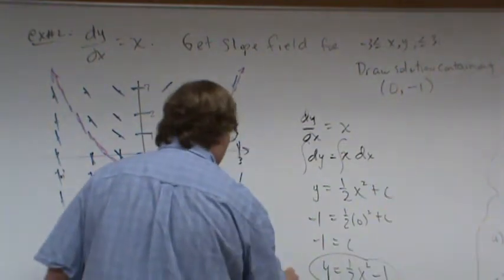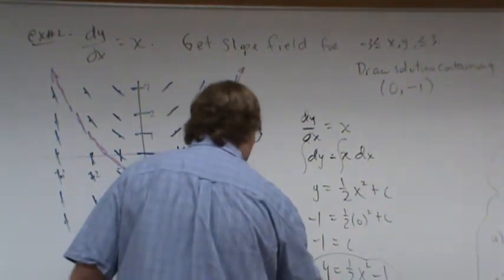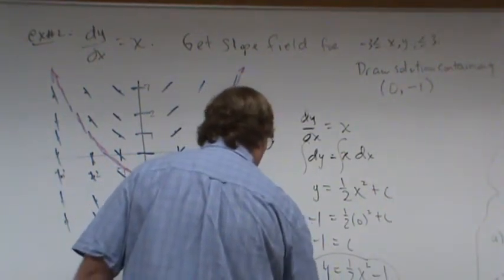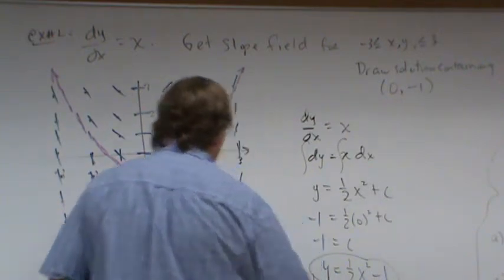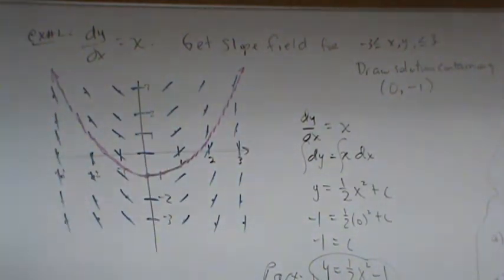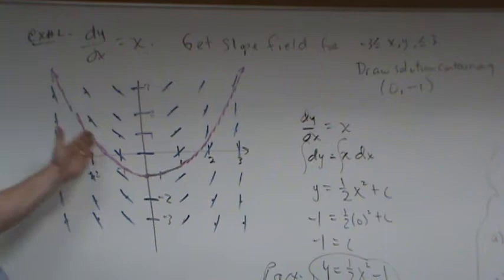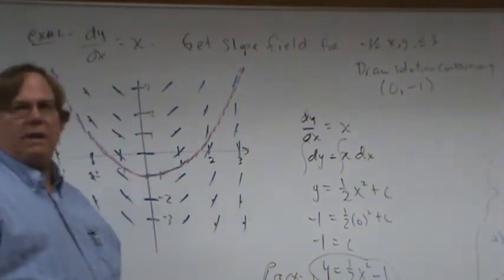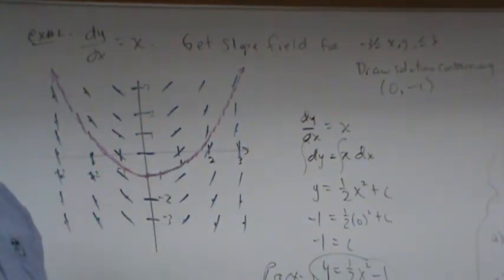This would be the particular solution of that differential equation, and there's the graph of it. But the beauty of slope fields is I can get a graph of this particular solution without actually knowing what the particular solution is.